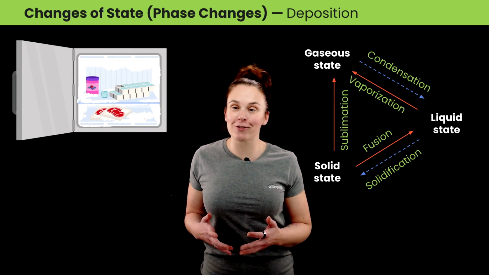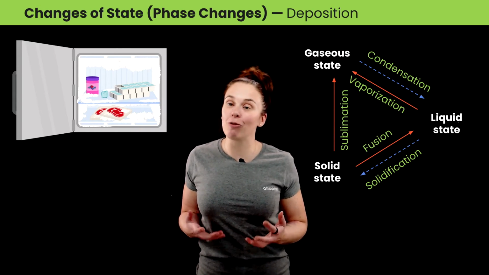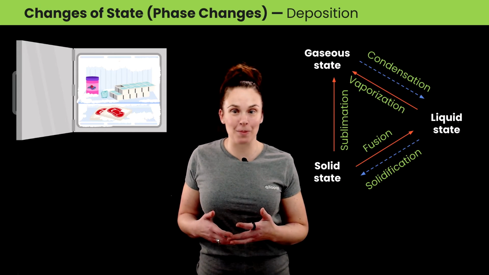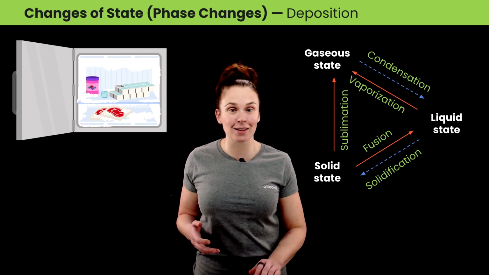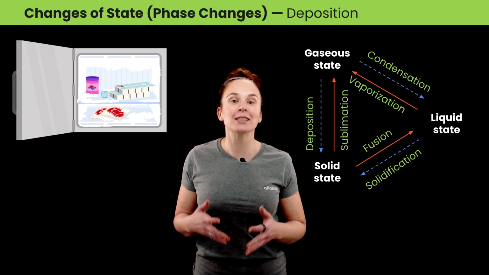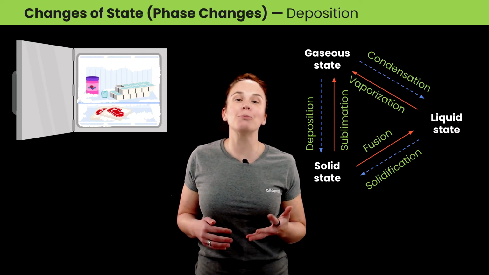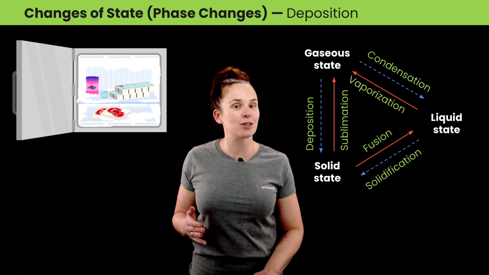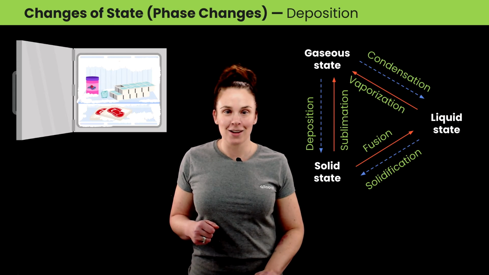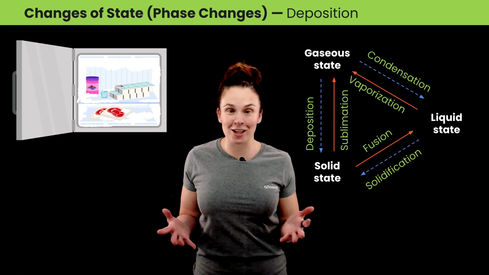And so here we have a freezer. And so in the air, we have water vapor. And when that water vapor touches the cold sides of a freezer, it deposits and it solidifies. And this is what's called deposition. And you can see by the blue arrow that we are decreasing in temperature, going from a gaseous state to a solid state. So there you have the 6 changes of state.